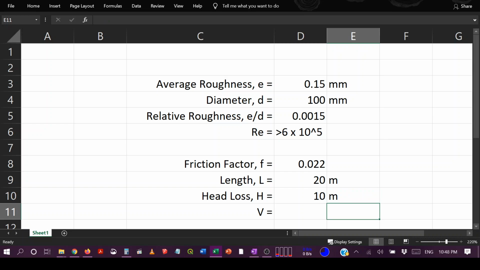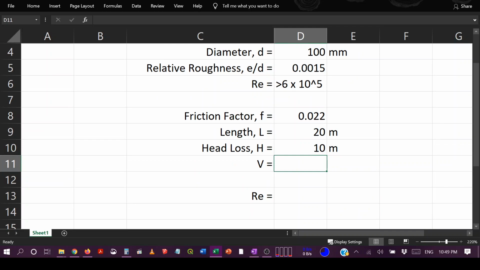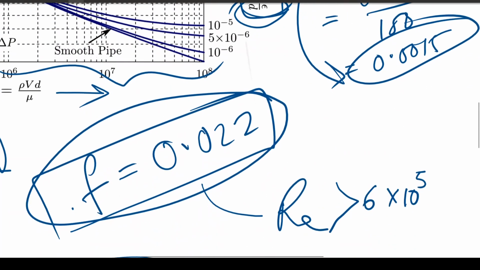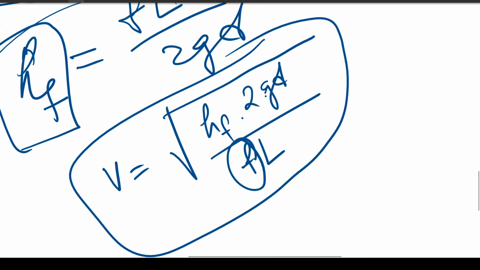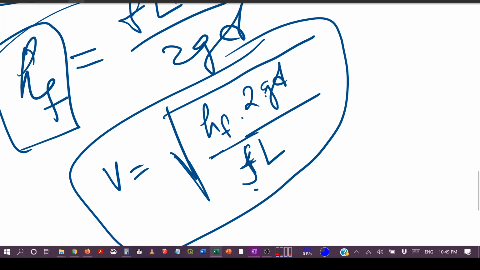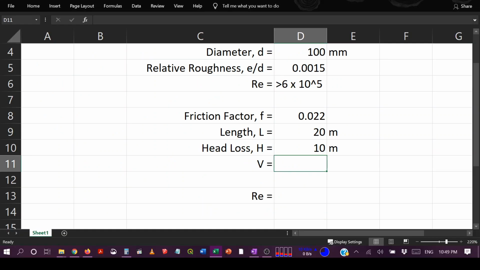Now we want velocity, and for velocity we have rearranged that Darcy-Weisbach formula, and velocity will be given as square root of hf 2gd divided by f into L. So we'll try to put this formula in Excel now. So V is equal to square root, and again I'll put an equal sign here. That means it will be a formula after the equal sign.